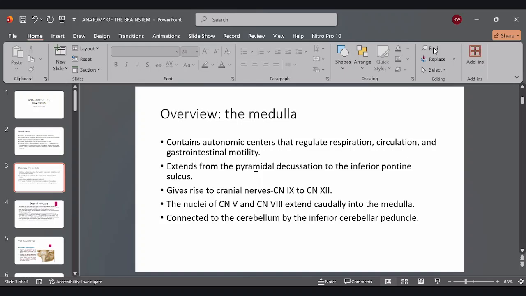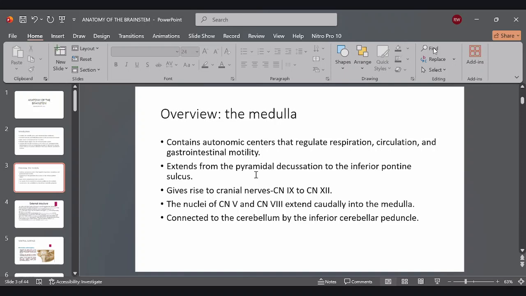Now, the medulla oblongata contains autonomic centers that regulate the respiratory system. It also regulates the circulatory system and gastrointestinal motility. So the medulla oblongata, you're able to see, regulates these three systems. Number one, respiratory system. Number two, circulatory system. Then lastly, intestinal system or motility.